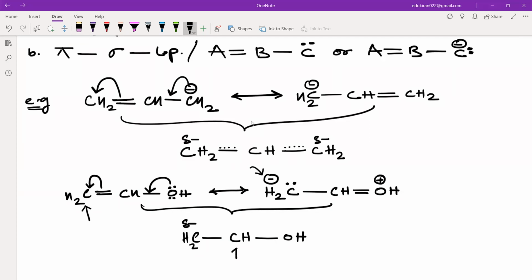Then you look at this carbon atom. This carbon atom has no charge in either of the resonating structures. That is why you will not give any charge here. Then you will look at the oxygen atom. In the first resonating structure, it does not have any charges, but in the second resonating structure, it has a positive charge. So I will add a delta positive sign here.